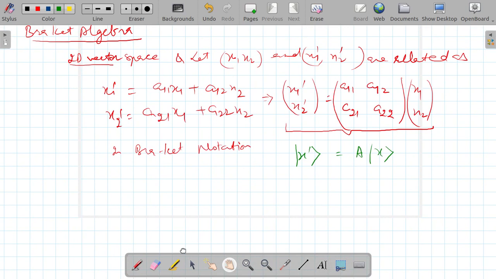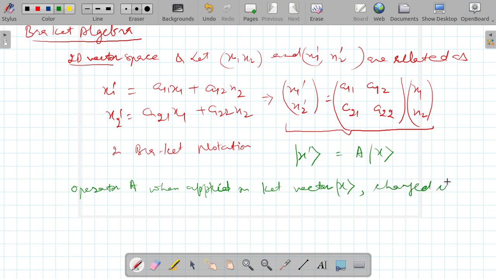So what does it mean? This means that operator A, when applied on ket vector x, changes it to another ket vector x prime of the same vector space.